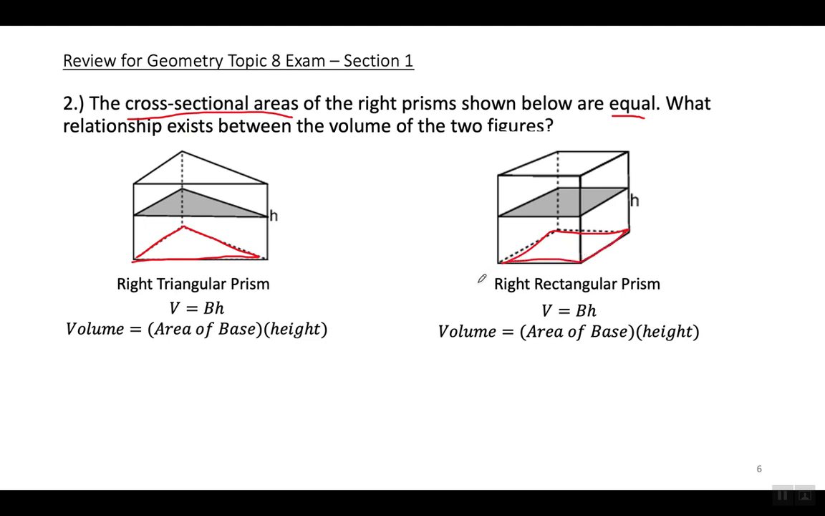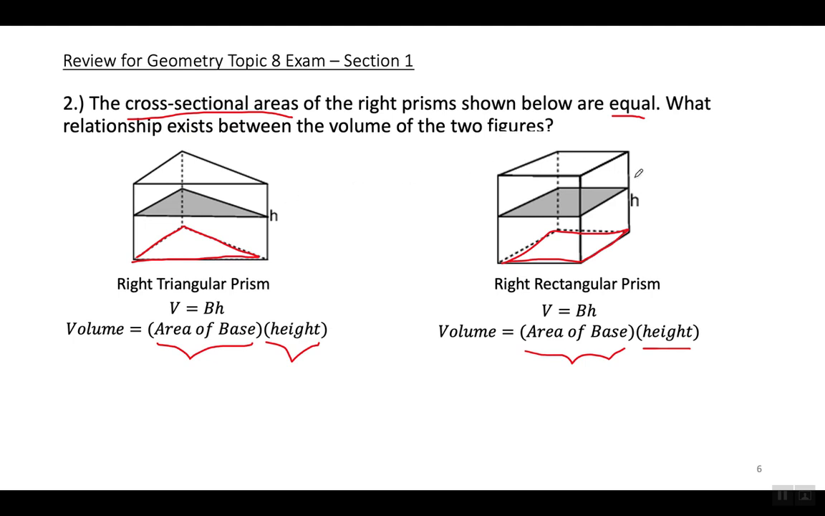Now let's look at the formula to calculate the volume of a right triangular prism and the volume of a right rectangular prism. Basically, the formulas are exactly the same in both of them. You have to multiply the area of the base times the height. So we already know that the area of the base is the same in both of them. And look at the height. It says H and H. That means that they're the same as well, because H stands for a number. So if they're using H here, that means that the height is the same in both of them.